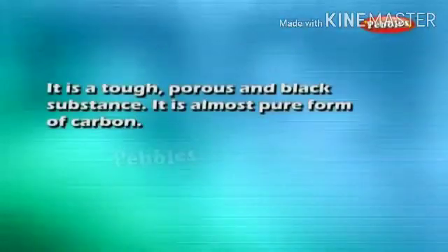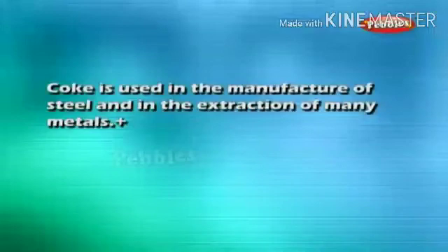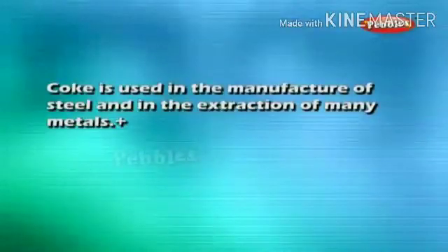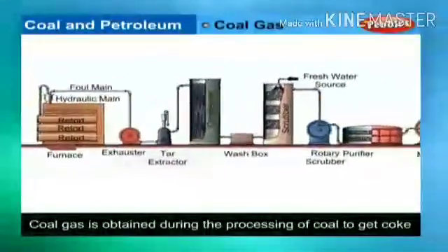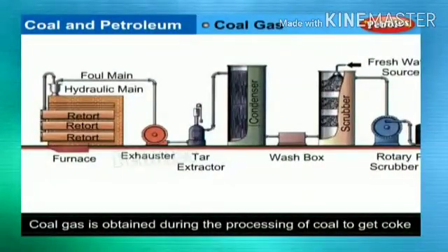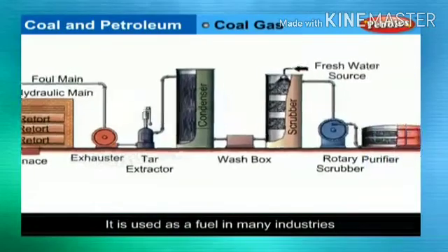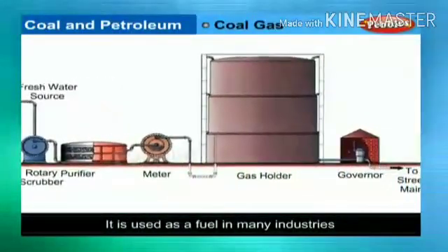Coke is a tough, porous, and black substance. It is an almost pure form of carbon. Coke is used in the manufacture of steel and in the extraction of many metals. Coal gas. Coal gas is obtained during the processing of coal to get coke. It is used as a fuel in many industries situated near the coal processing plants.